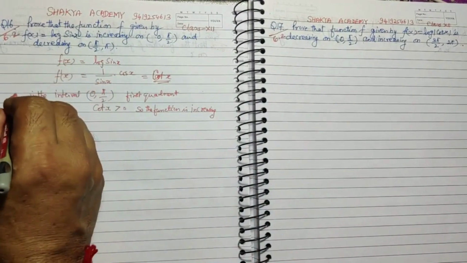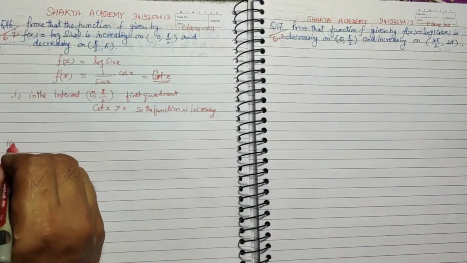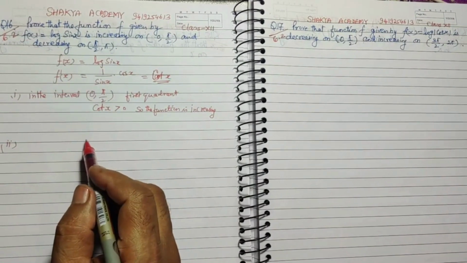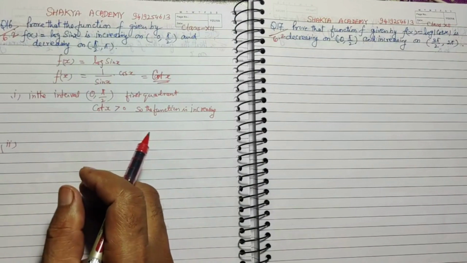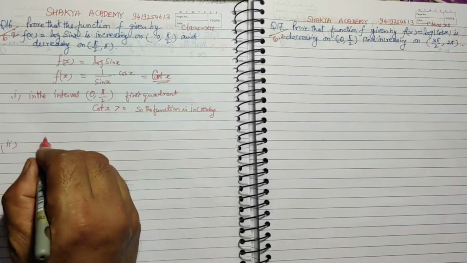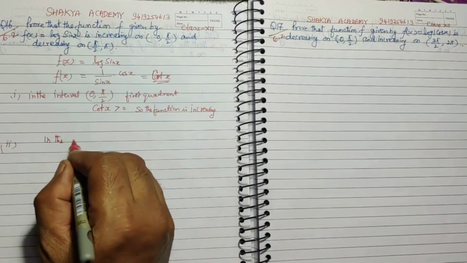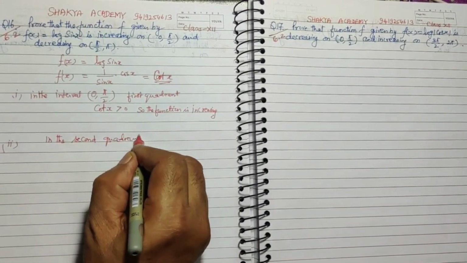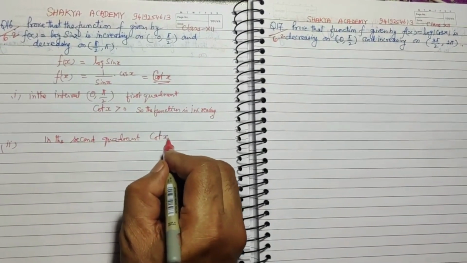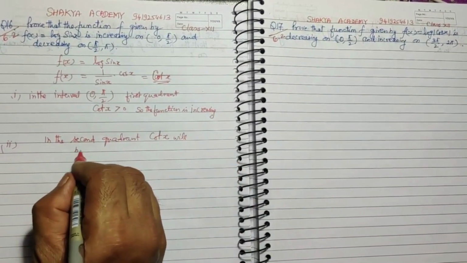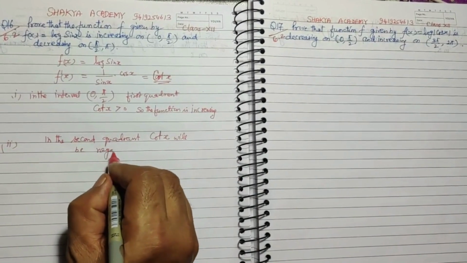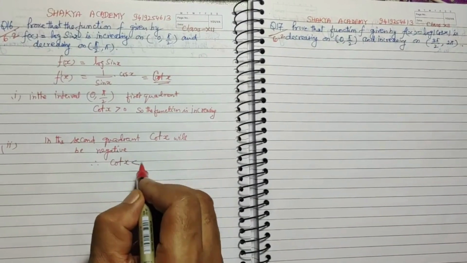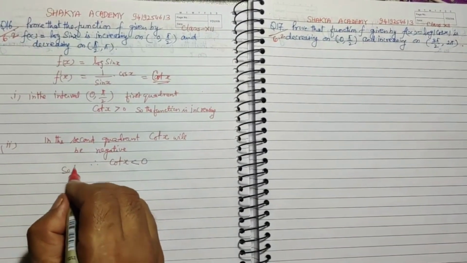Now let us do the second part. The second part says in the interval pi by 2 comma pi. So this is the second quadrant. In the second quadrant, cot x will be negative. Therefore cot x is less than 0. So the function is decreasing.